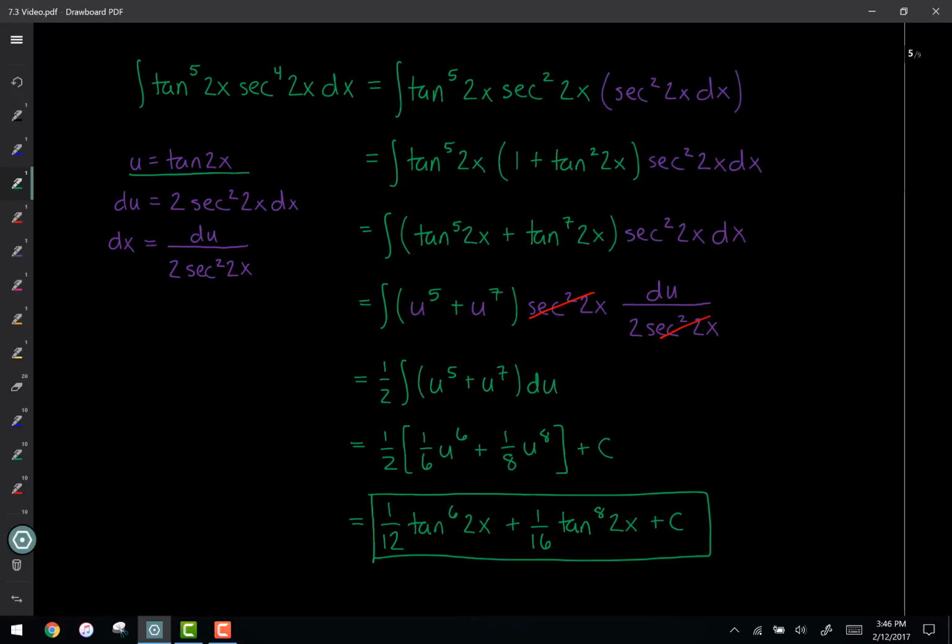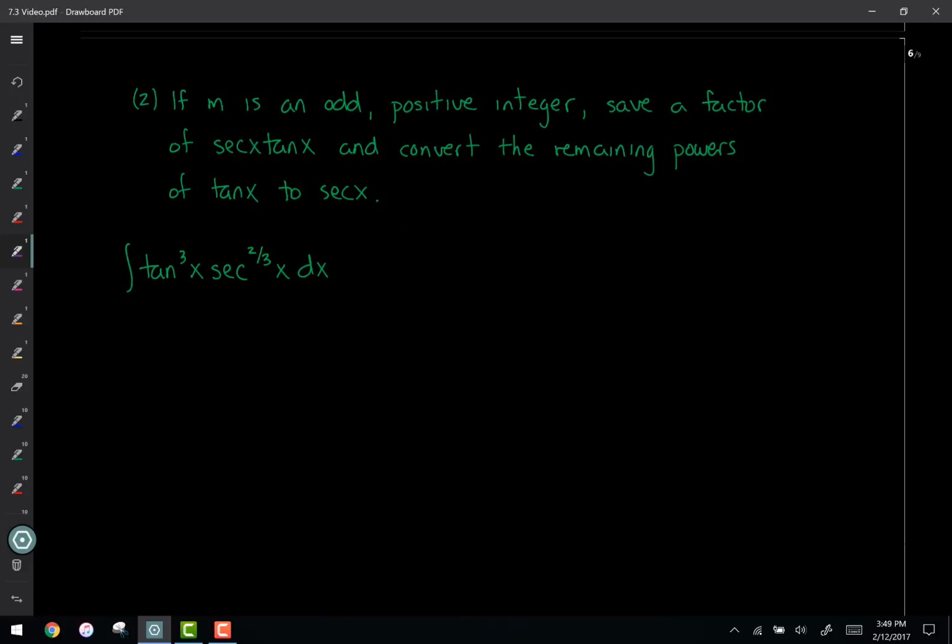So again, as a recap, if you have an integral and it has powers of tangent and secant, and the power on secant is even, you want to save a secant squared for the u substitution, convert the remaining powers of secant into tangents, and then do the u sub, and you're done. Another case to look at is, what if we have an odd power on tangent? How are we going to deal with that?